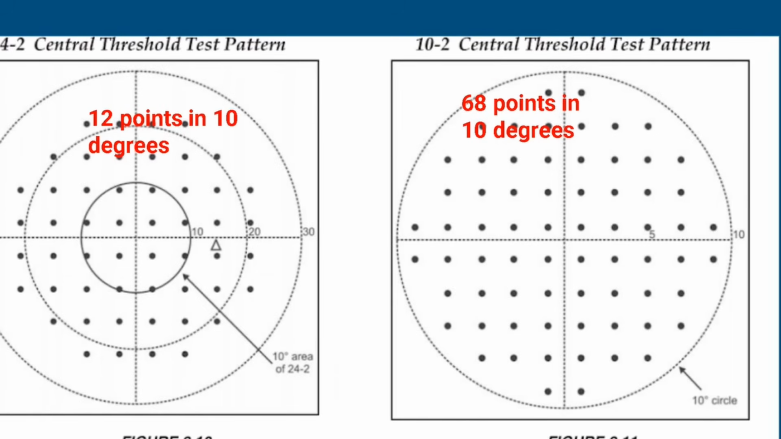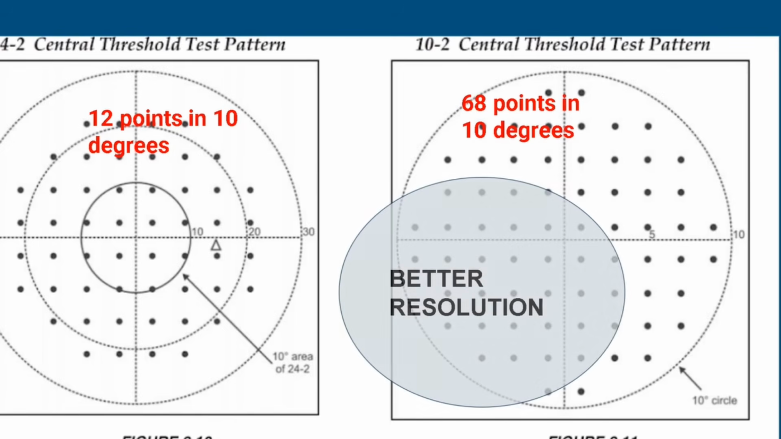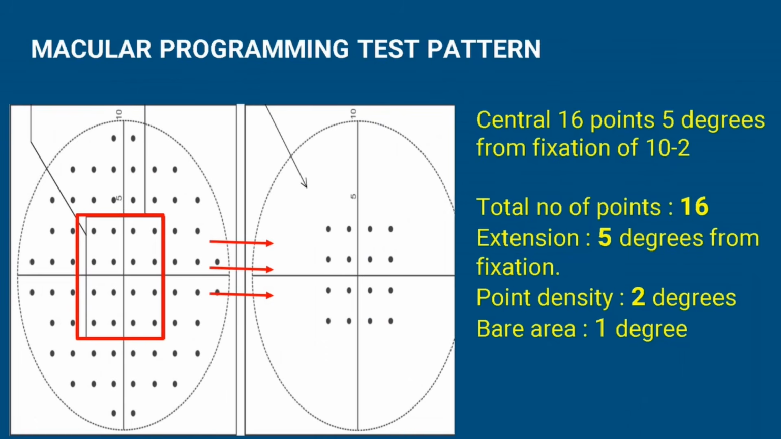Why do we advise 10-2 in advanced glaucomatous cases? In 24-2, we have only 12 points in 10 degrees, whereas there are 68 points in 10 degrees of 10-2. Because of the better resolution, therefore, 10-2 is advised.